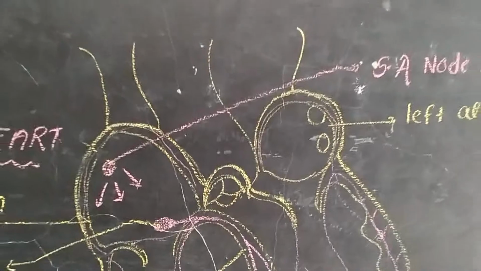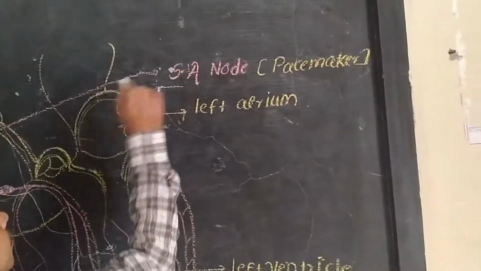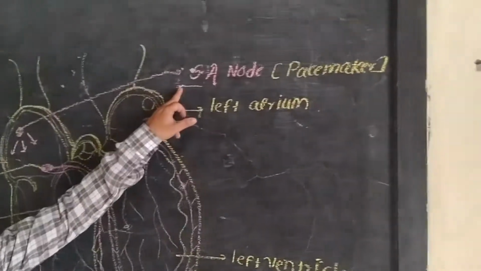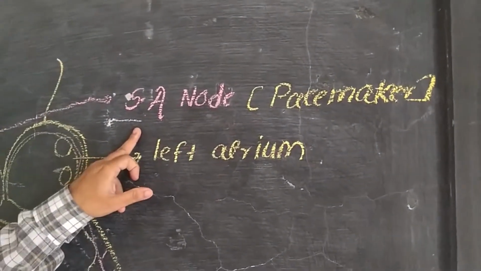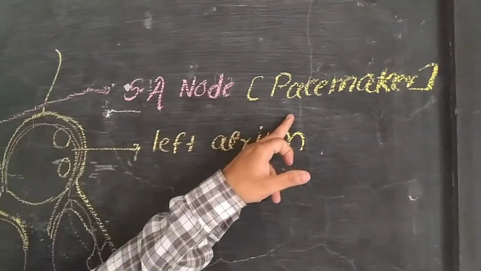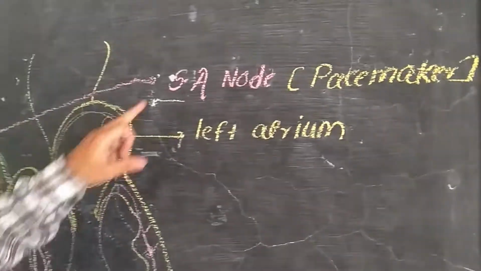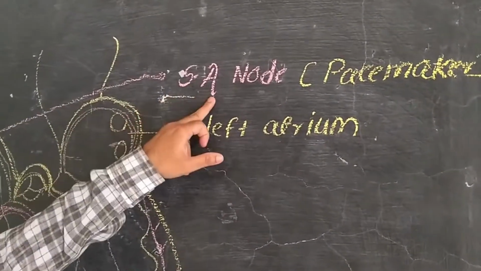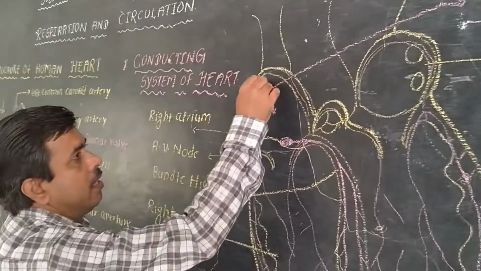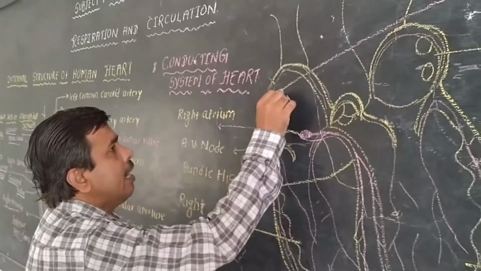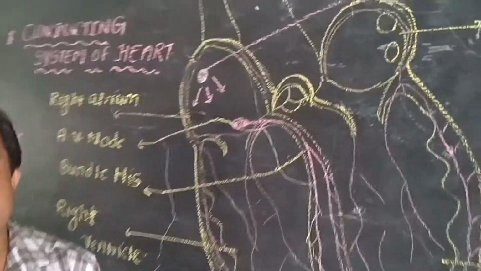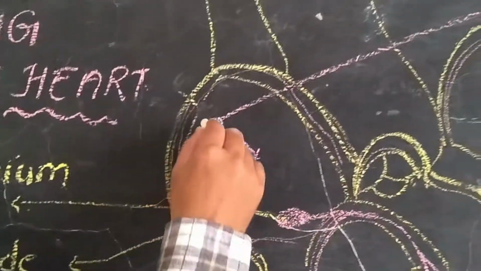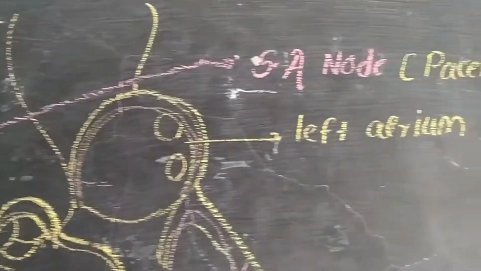The first component is the SA node. The SA node is also known as the sinoatrial node. The sinoatrial node acts as the pacemaker. This SA node is present in the wall of the right atrium. This is the location. Actually, these are specialized tissues present in the wall of the right atrium.